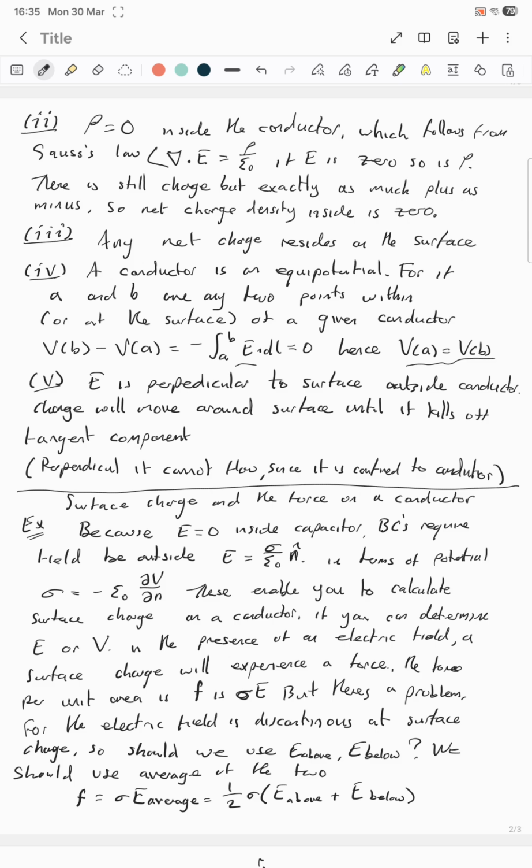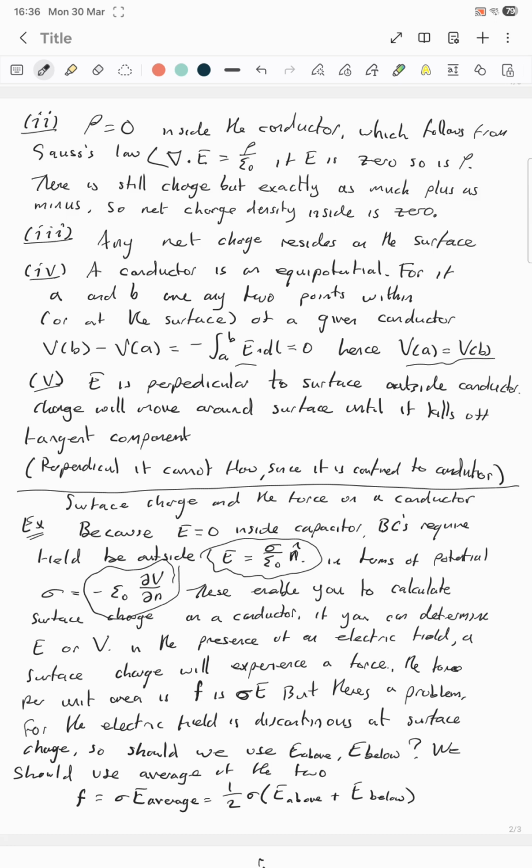Now, surface charge and force on a conductor. Example: because our electric field is 0 inside a capacitor, I should have mentioned this becomes a capacitor then. Boundary conditions require the field outside to be this, in terms of the potential here.